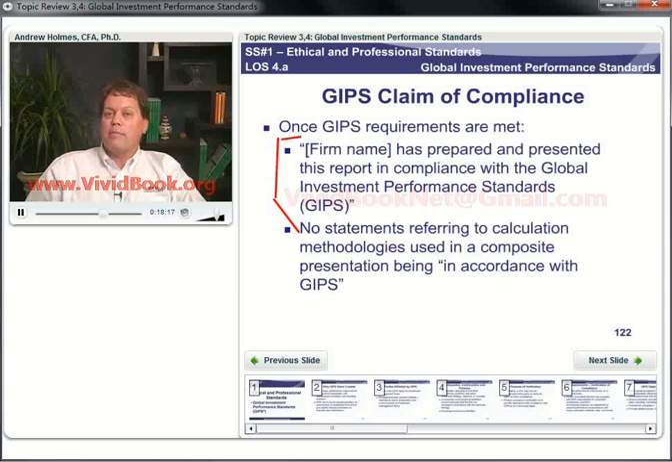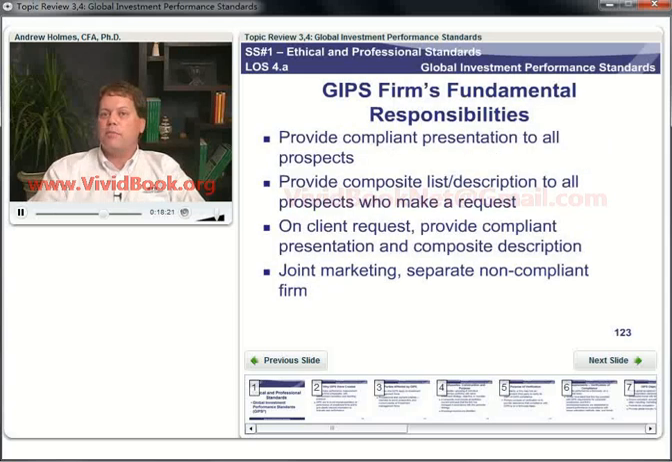Now, let's talk about fundamental responsibilities. So for a GIPS compliant firm, of course, you're supposed to provide a compliant presentation. So if you're making a pitch, you're in the finals, okay, well then whatever material you present has to be compliant with GIPS. So you're going to provide a composite list and a description to all prospects who make a request. These two bullet points are very similar, but on client request, provide a compliant presentation and a composite description. Again, I always wonder how many people ask for a composite description, even though it's a very important variable, unless there is some sort of problem. I'm going to call up one time and ask for a composite description just to see if anyone knows what I'm talking about.